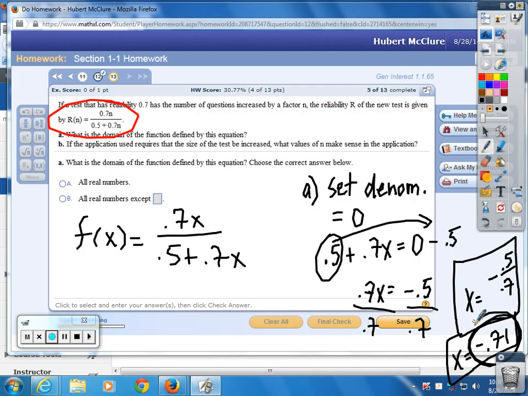I think I may have to try and solve it to see if it's actually. Yeah, that's what we did right here. Set it equal to 0. Set denominator equal to 0. We did that, and we came out with x is equal to negative 0.5 over 0.7. Well, set the denominator equal to 0 whenever you have a fraction. This is a fraction with a variable in the denominator. Set the denominator equal to 0. That's the first thing you do.